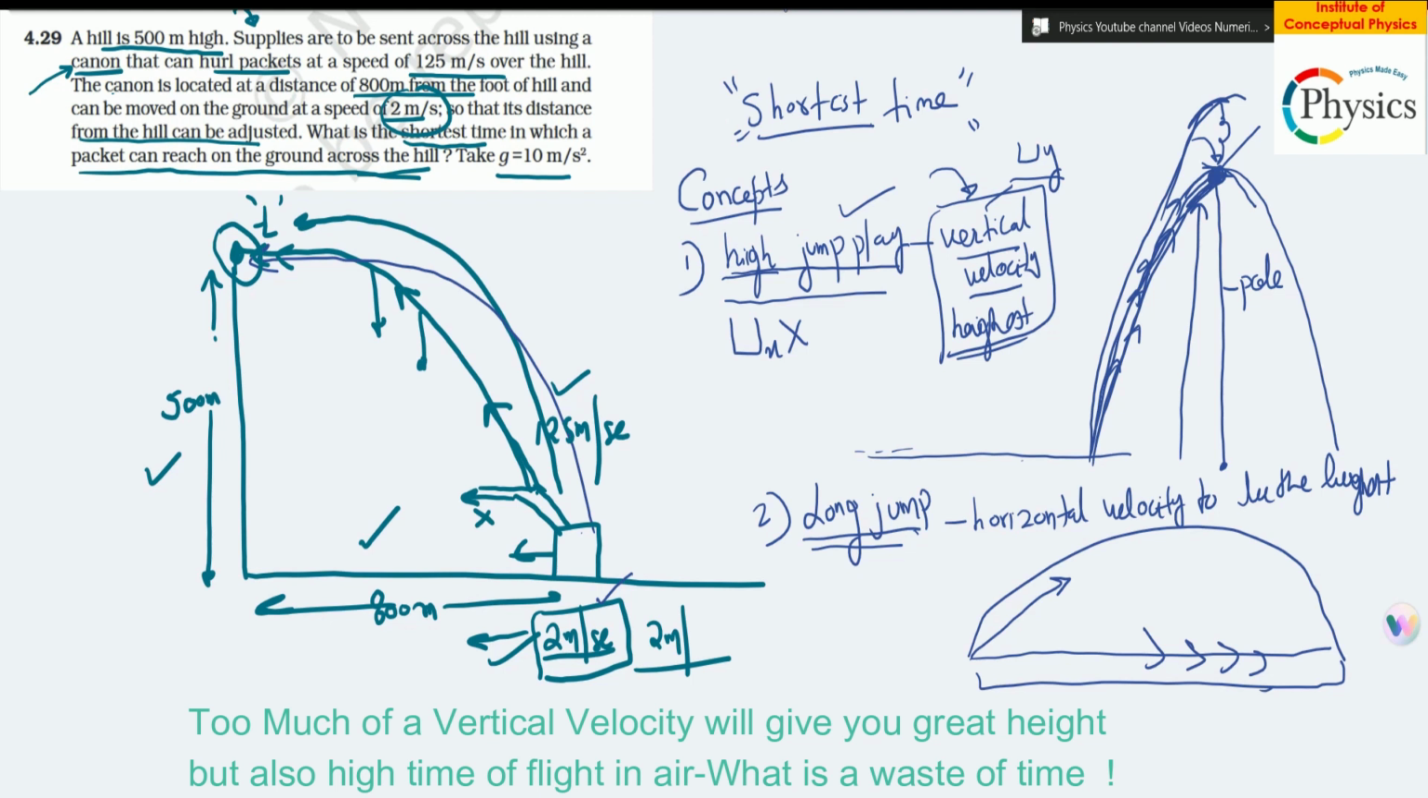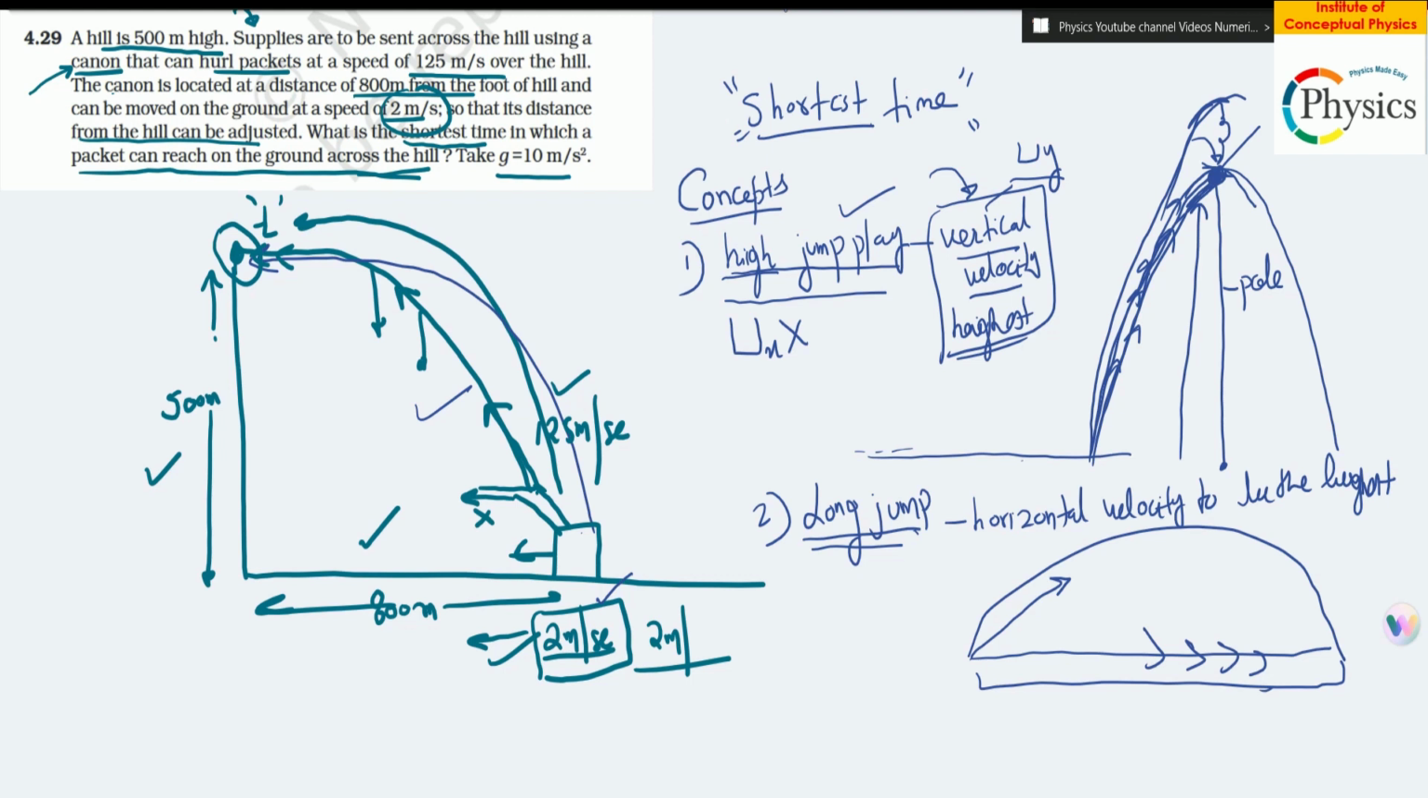So if you think about our situation, the supply should also just reach here. Why should the supply go like this? Why should you have a very long time of flight? Why should you waste your time? This is complete time wasting. Your time of flight increases with this, although you reach the same place. But if you go like this, the way this gentleman who's a high jump player does.